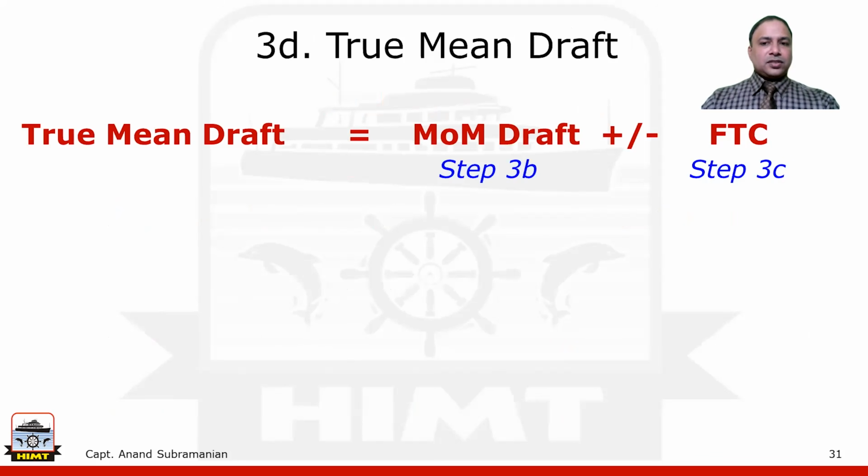Once we get the first trim correction, you have to add that to the mean of mean drafts, and we get what is called the true mean draft. So the mean of mean drafts obtained from step 3B previously, and add or subtract based on the sign of the first trim correction, which is obtained in step 3C.